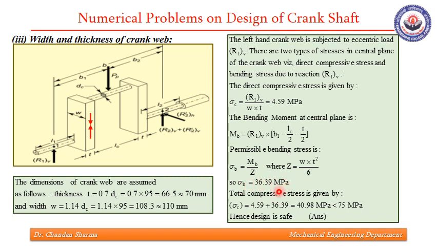This is bending stress, this is compressive stress. The total compressive stress is 4.59 plus 36.39, that is 40.98, which is less than the given value of bending stress or compressive stress, that is 75 megapascal. Hence we can presume that the dimensions of the crank web, that is thickness and width, that we have presumed are safe.